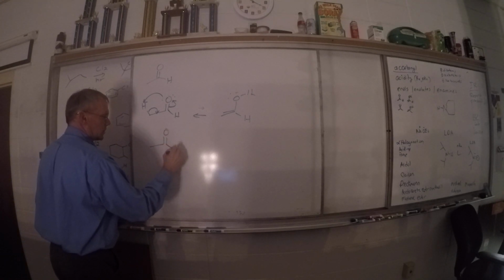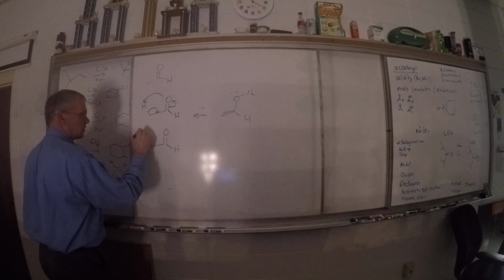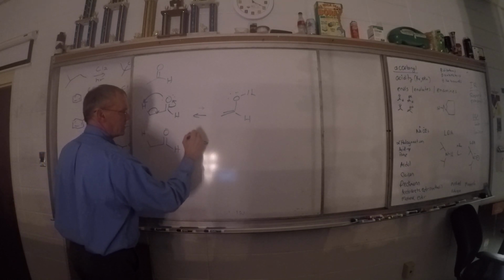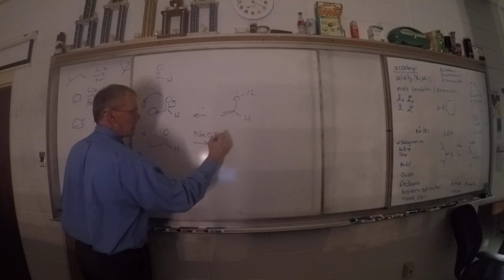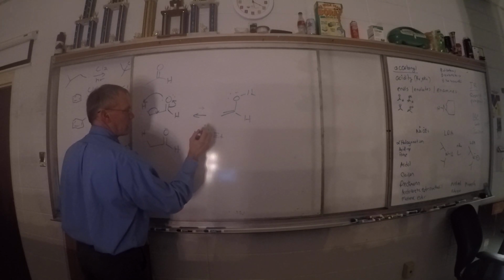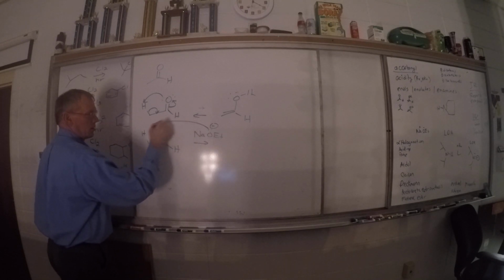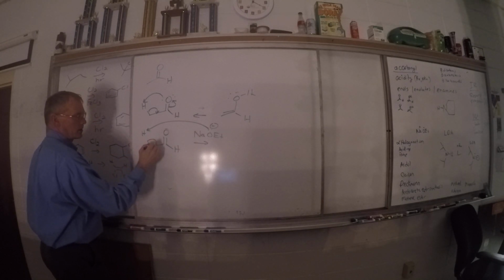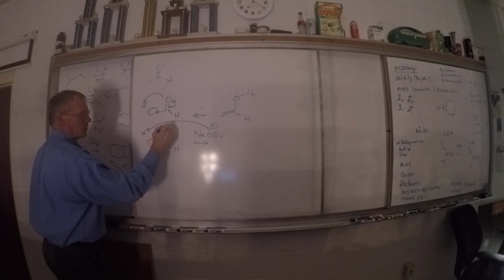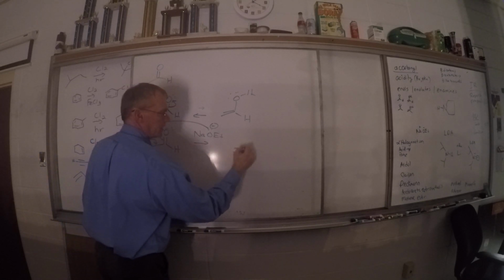Also, to set up for what's coming later in the chapter, if we use a base like sodium ethoxide instead of tautomerization, we can actually remove the proton, forming what's called an enolate.